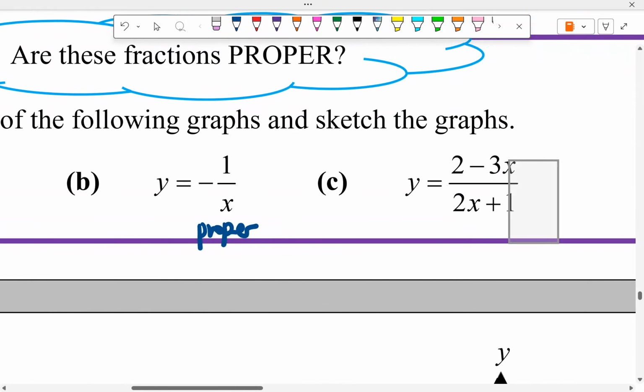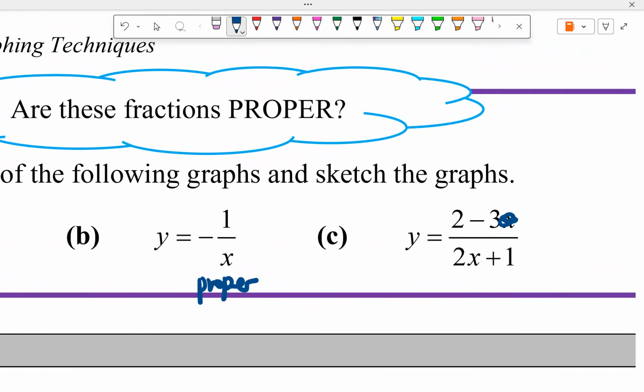And then the last example is linear over linear. Linear over linear means I have an x term at the numerator and an x term at the denominator. That means this is improper. So you can either do a long division, or you can take the ratio of the coefficients to get the quotient later on. One by one.